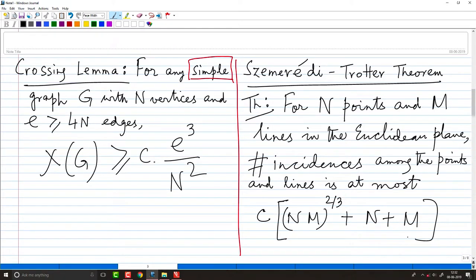So, for me, I would need a different variant of Szemerédi–Trotter, which Székely did not prove. This version of Szemerédi–Trotter would have the following restriction. It would ask of you that each line should have at least so many points. So, I will put a density requirement on each line, that these lines would have at least this many points, and then again deduce Szemerédi–Trotter. Okay.